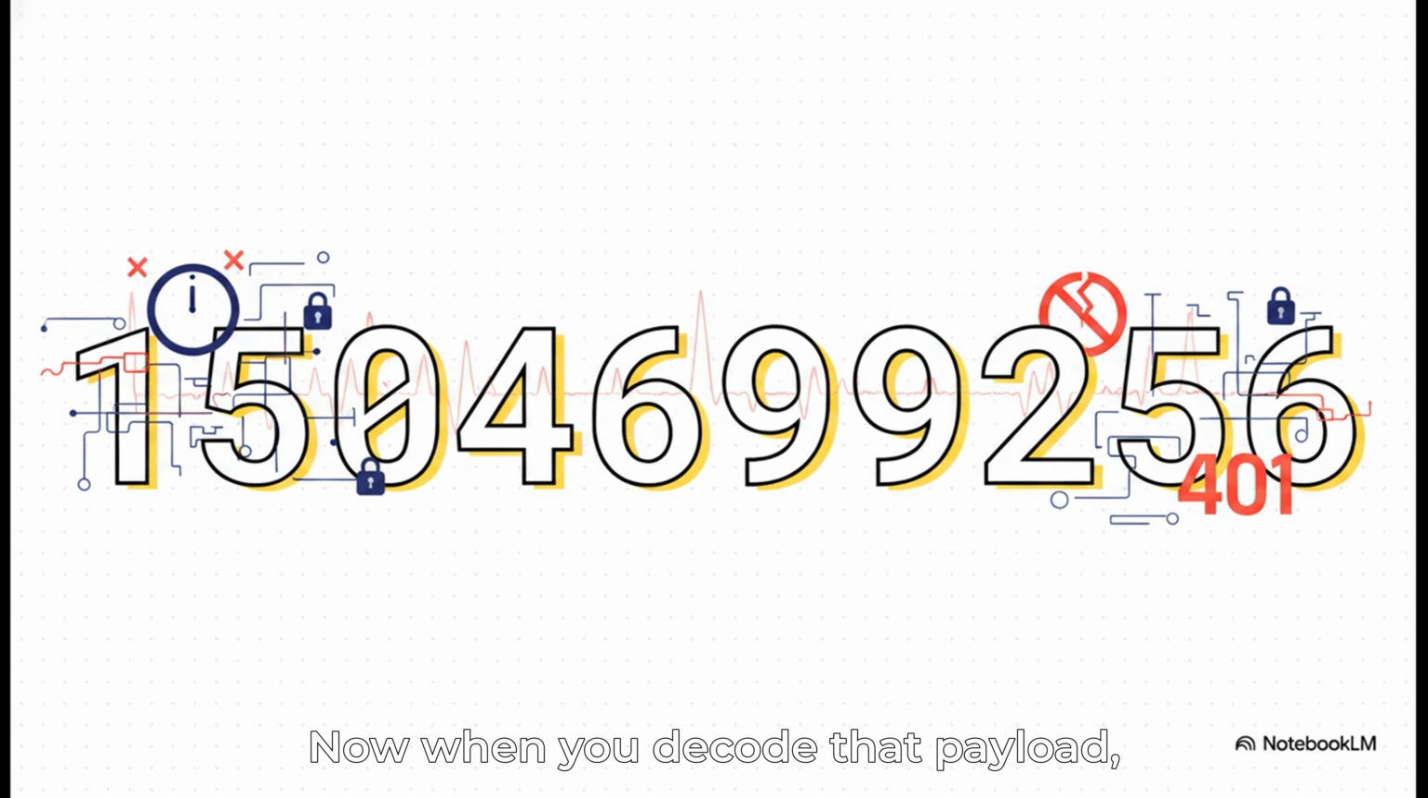Now, when you decode that payload, you're going to see a claim called exp. That stands for expiration. The value you see there, like this long number here, is a Unix timestamp. It just represents seconds since the epoch. Why does this matter to us? Because an expired token is hands down the single most common cause of a 401 unauthorized error in modern web apps. If your token's exp time is in the past, the server is going to reject it no matter how perfectly formatted your headers are.